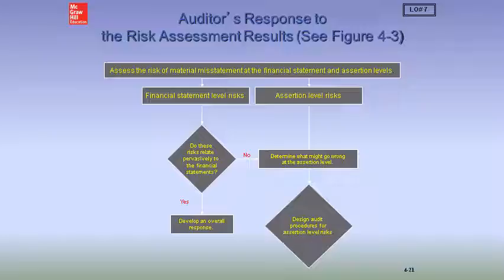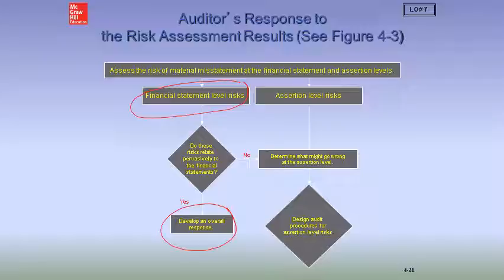Okay, so let's go ahead and take a look now at how we will respond to our assessment of the risk of material misstatement. And there are two potential levels of response. One is at the financial statement level, and if we're responding at the financial statement level, we will go ahead and develop an overall response to that. For example, we will assign staff to the engagement accordingly. If we have a higher financial statement level risk, we're probably going to assign a more experienced staff to that engagement. We'll see how that works a little bit later.